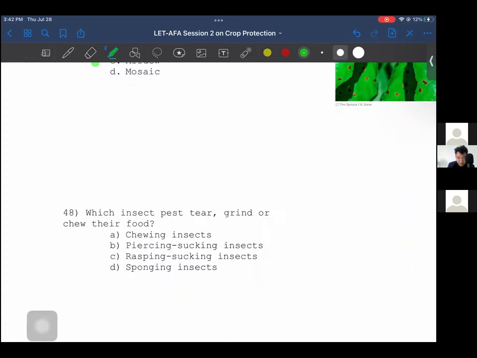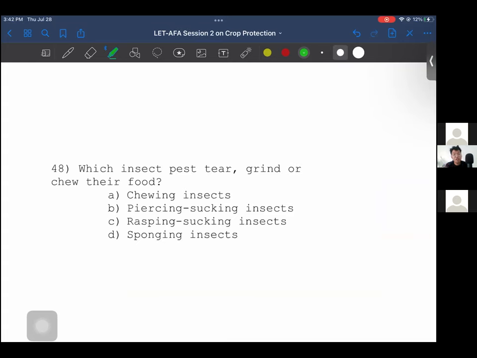Next. Okay, let's go. Which insect pest tear, grind, or chew their food? From the item itself, we can see tear, grind, or chew their food. So the answer here is chewing insects. There are some questions talaga that I've also encountered na sobrang obvious ng sagot, which is good kasi I know naman that people who are taking this are hindi masyadong detailed talaga dapat. Because you all have different backgrounds, like for example, may nag-bachelor's ng fisheries, bachelor's ng ibang ano, they are compensating for that. Kaya there are some questions talaga that are general.